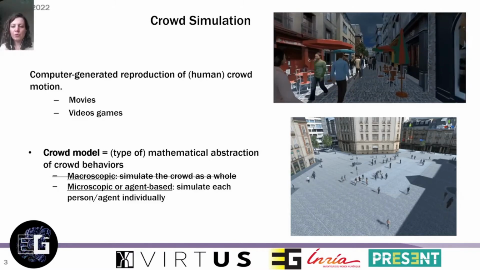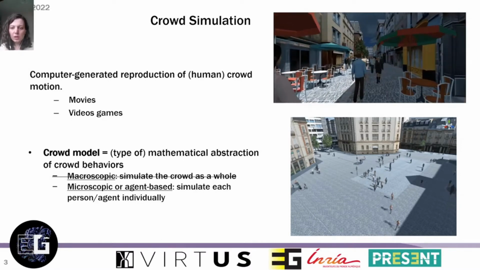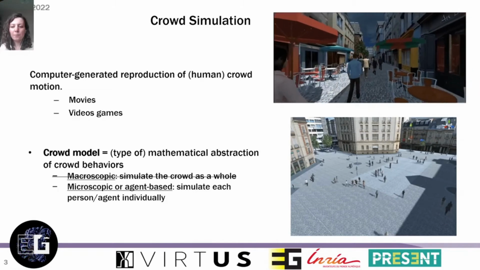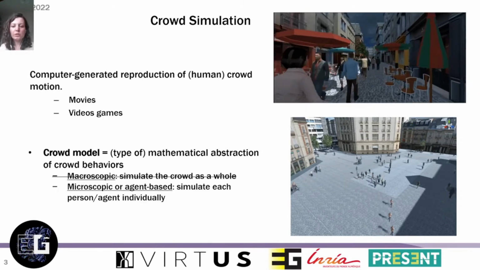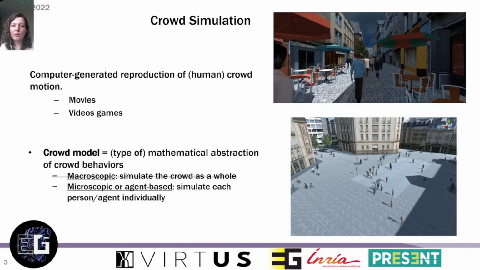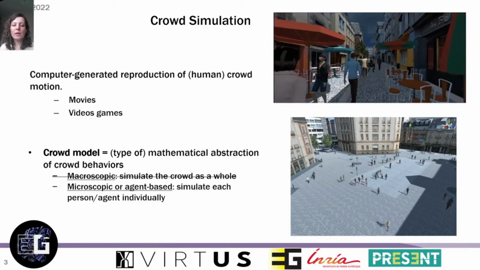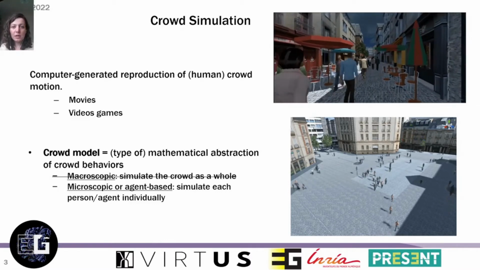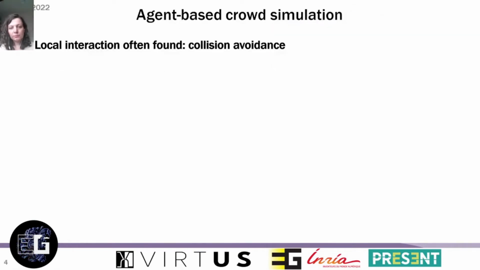In agent-based approaches, there are local interactions. The motion of each agent is influenced by the position of the other moving agents close to him. For example, an agent has to adapt his trajectory to reach his goal while avoiding colliding with other agents. Or an agent could be part of a group and follow its neighbors' trajectories. But there could be many other types of local interactions.